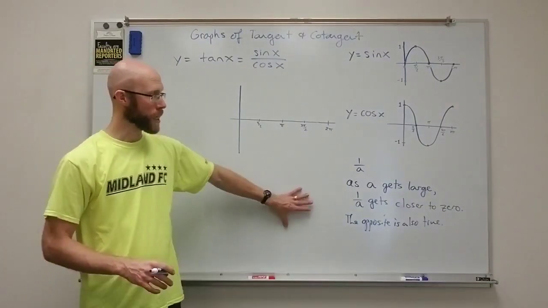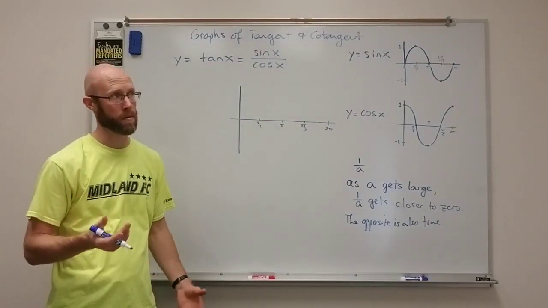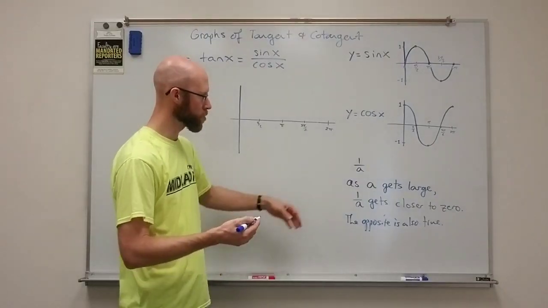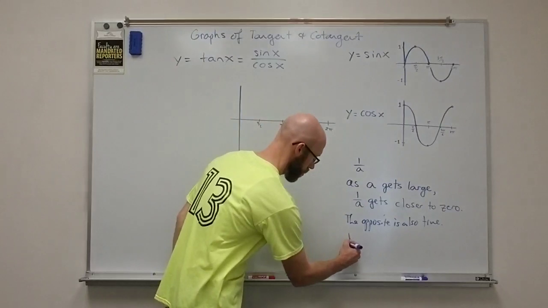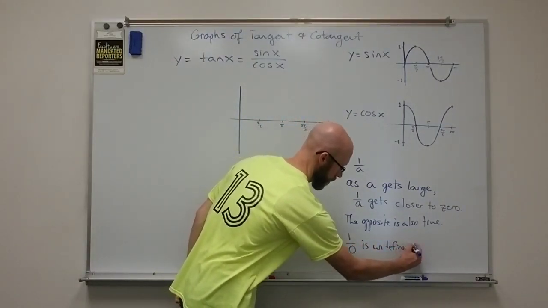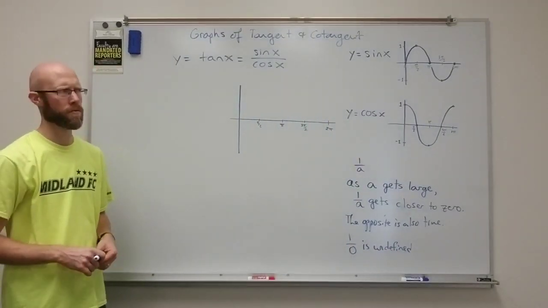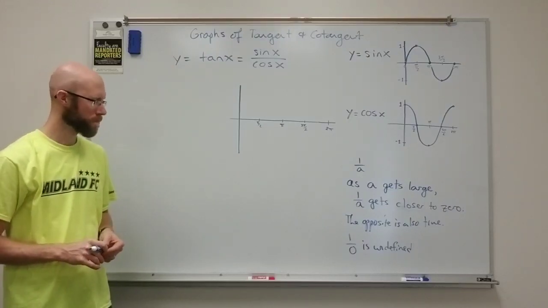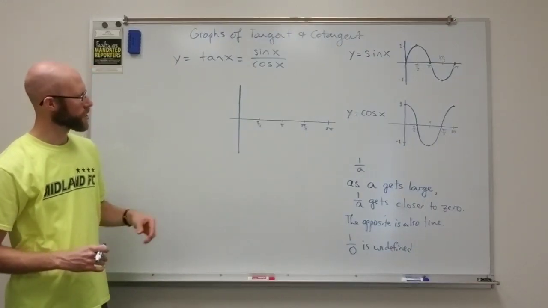Okay, so there's a couple key points here as we go. One other thing to keep in mind is that if you divide by 0, the value is undefined, right? So 1 over 0 is undefined. And really, anything over 0 is undefined. Well, 0 over 0 is also undefined, for a different reason.